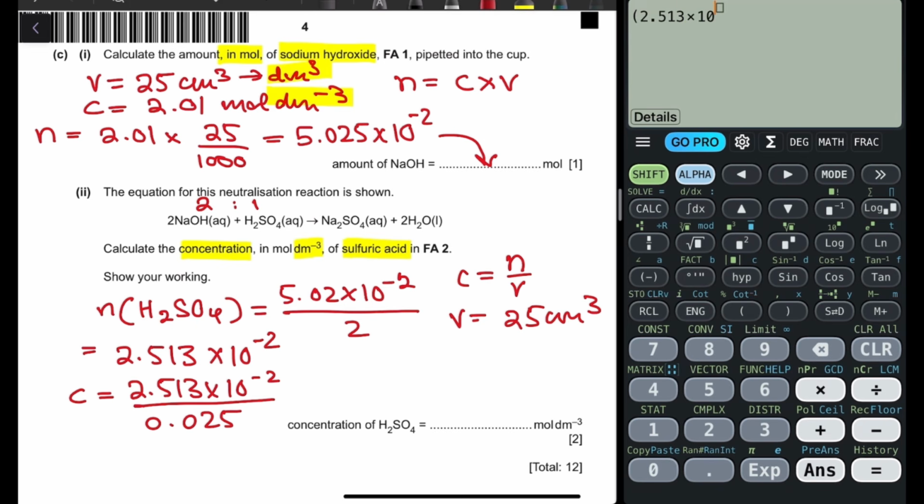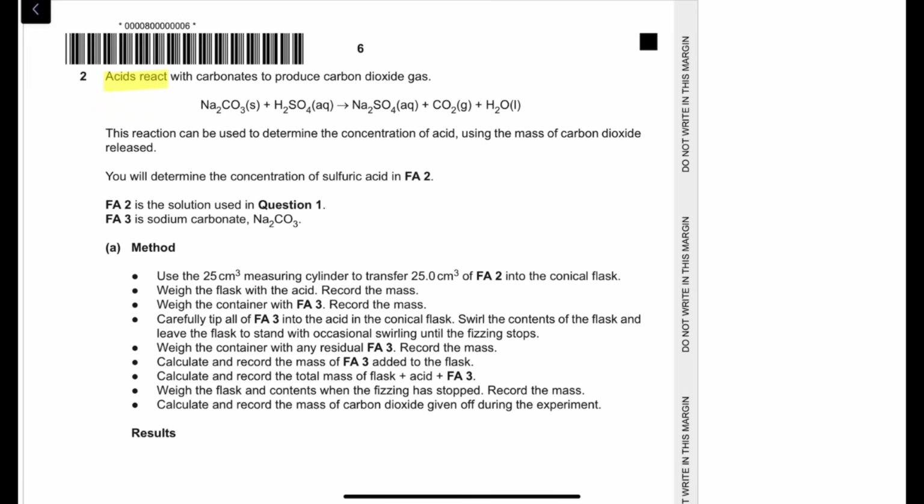2.513 divided by 0.025, we get 1.0052. However, I think it would be more reasonable to give our answer to 4 significant figures, so we will end up with 1.005. Question number 2. Acids react with carbonates to produce carbon dioxide gas.